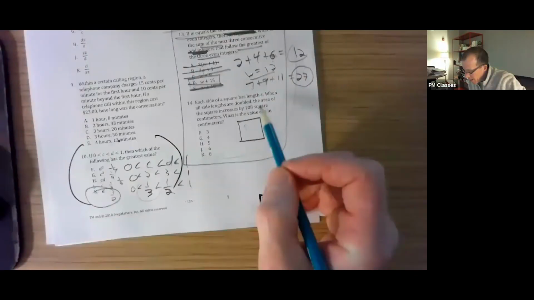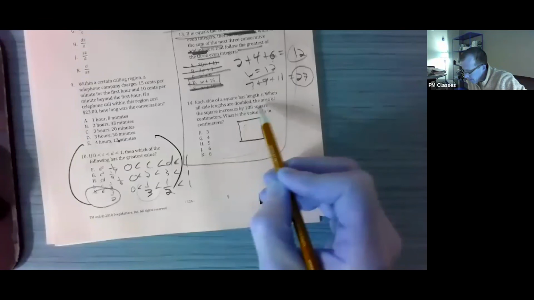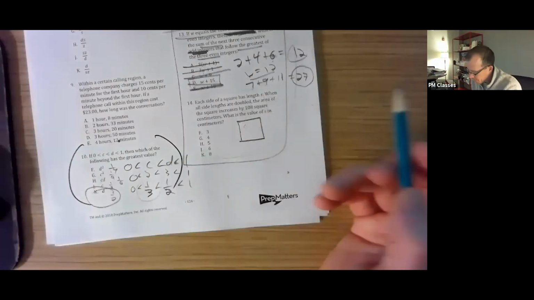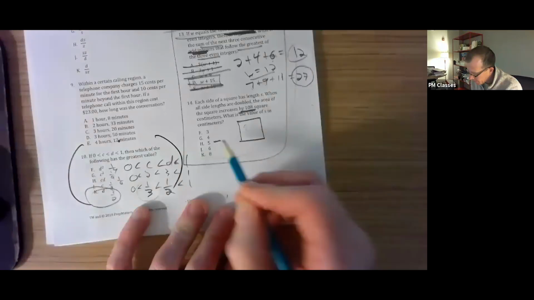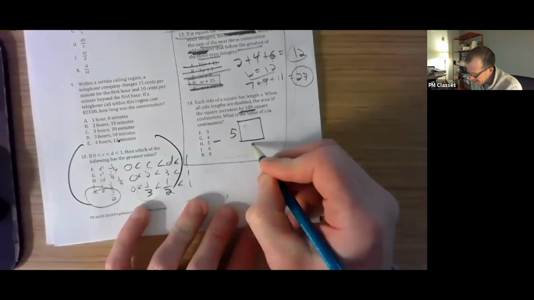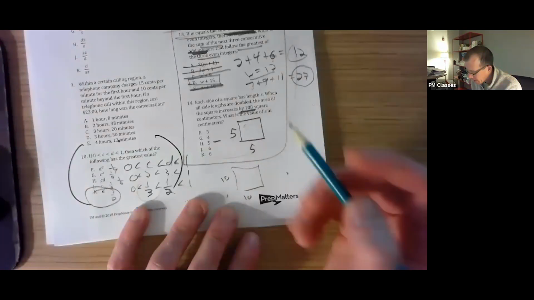So each side of a square has a length of s. When all the lengths are doubled, the area of the square is increased by 108. By 108, not 208, but by 108. So let's start with here. So 5, 5. If we double it, goes to 10 and 10. Does the area increase by 108?